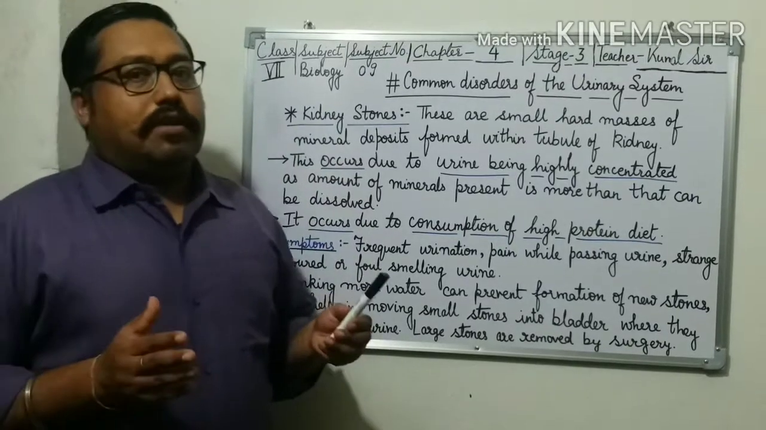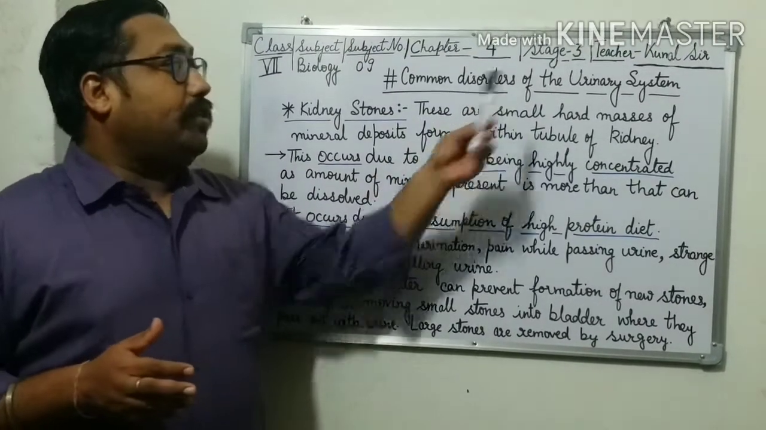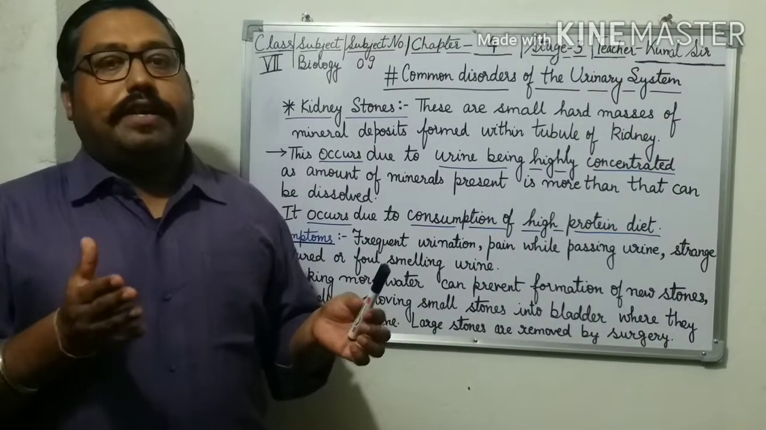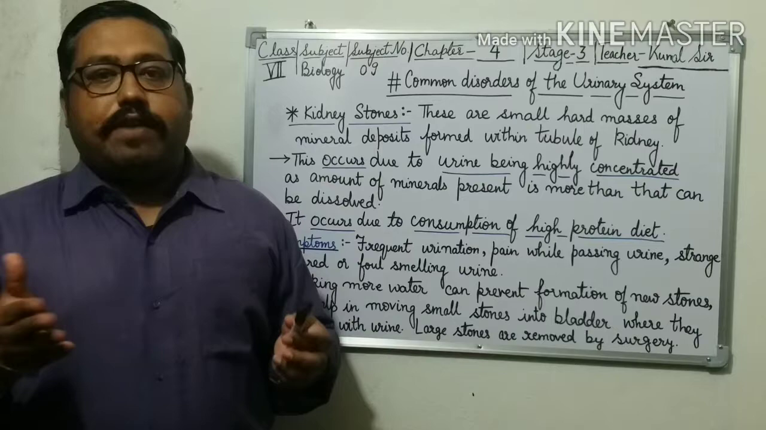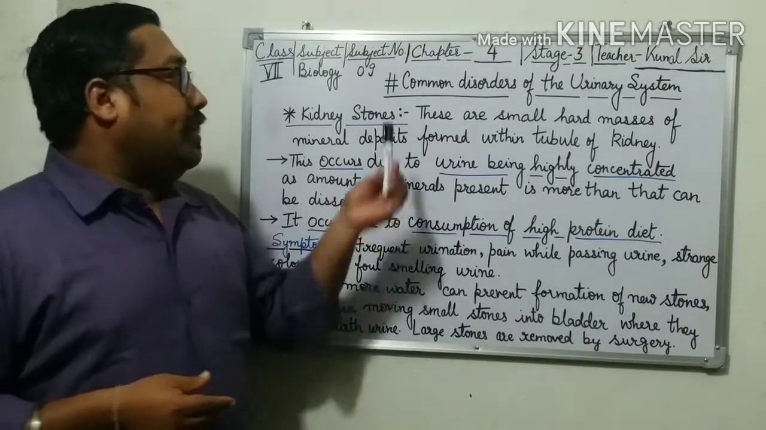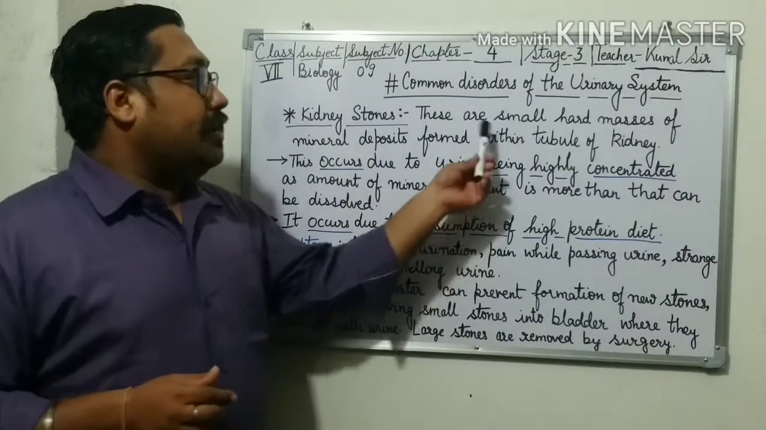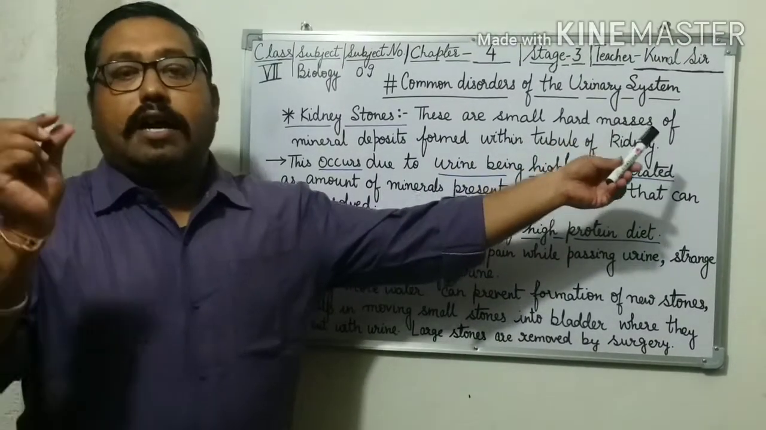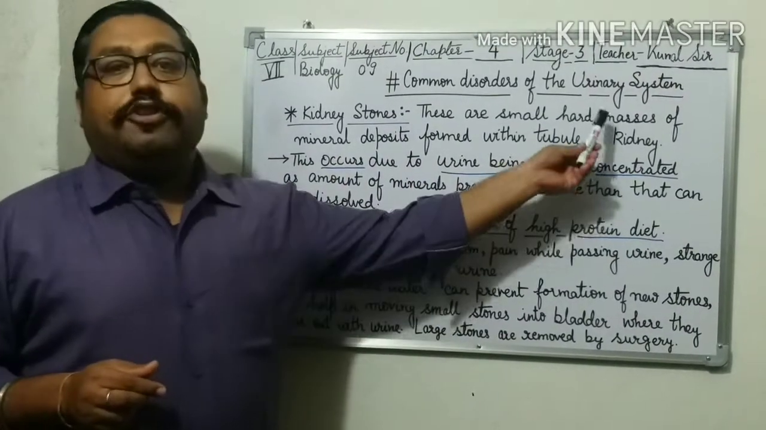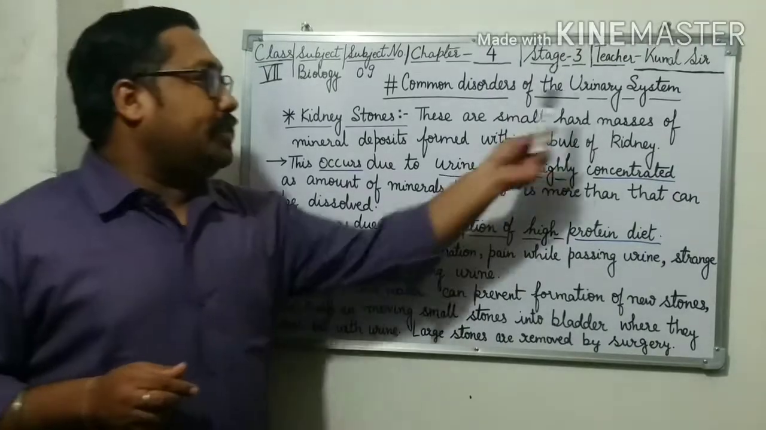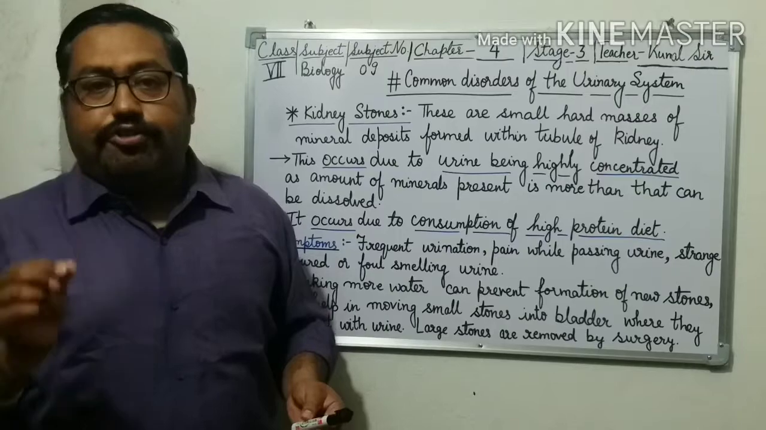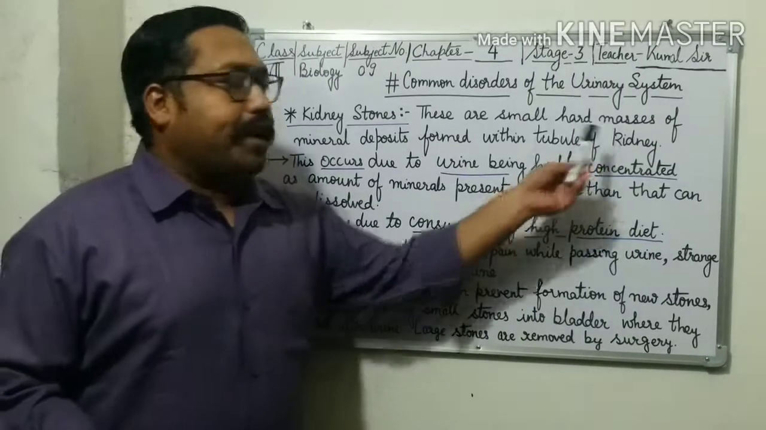Students, we have started discussing common disorders of urinary system. The first disorder is urinary tract infection or UTI. We have already discussed it. Now let us discuss kidney stones. What are kidney stones? Kidney stones are small hard masses or hard pieces of mineral deposits formed within the tubules of kidney. Where do these hard masses form? Within the tubules. Tubules means minute tubes or renal tubes of kidney.